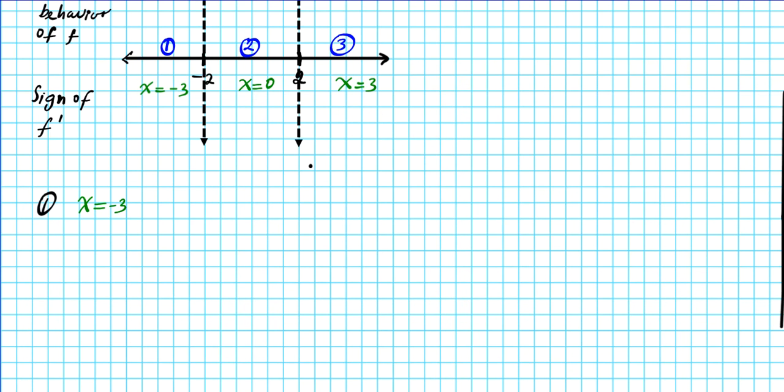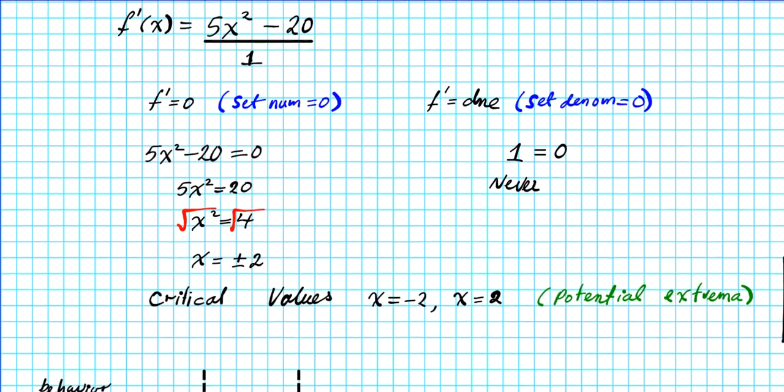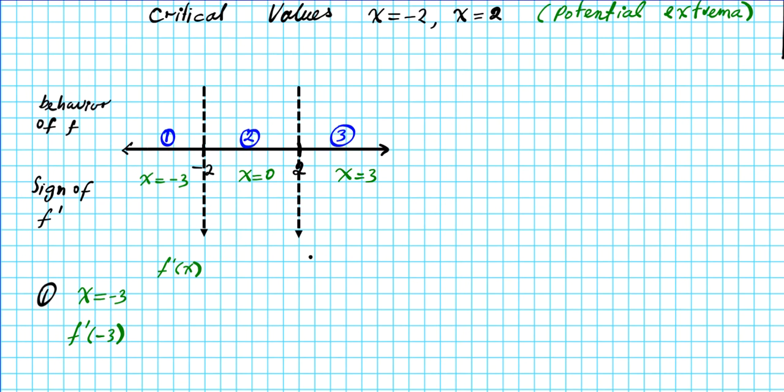So the question is, what function are we plugging this into? Are we plugging x into the function or the derivative? Well, we are plugging it into the derivative because we want to use the sign of the first derivative to determine the behavior of the function. So we are looking for f prime of -3. Let's rewrite what f prime of x is. F prime of x, if you have forgotten, which I have, is 5x squared minus 20.